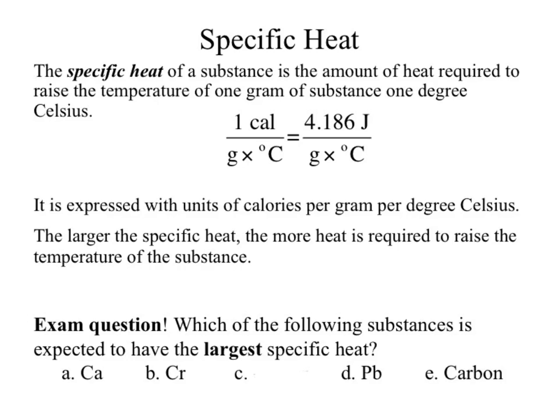Our symbol for copper is, and our symbol for carbon is, whoops. So now they're all in the same format. But now how do we decide which of these is going to have the largest specific heat? Well, this is going to come back to understanding what specific heat is. So let's repeat the process.